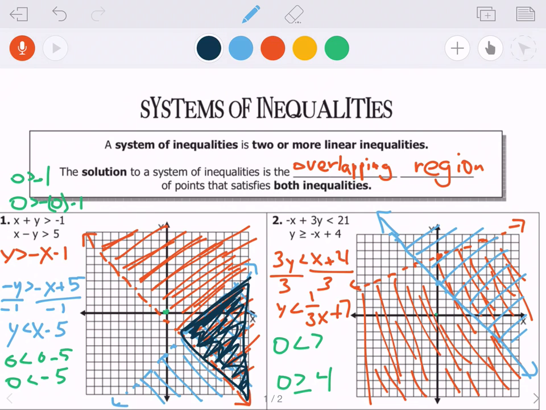So your overlapping region is where we have the blue and the red, in my case. So it's going to be this region here. So on your paper, when you just have a pencil, you just need to make sure that that region is darker than the rest of the shades.